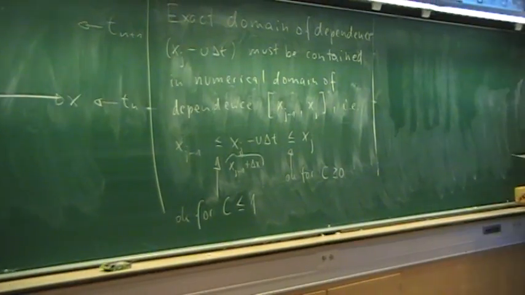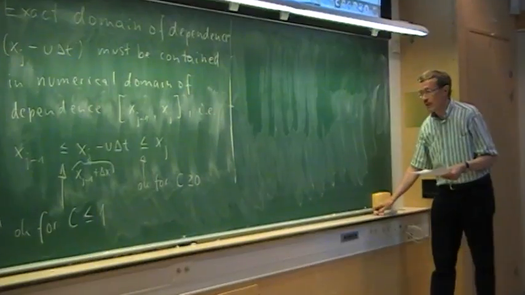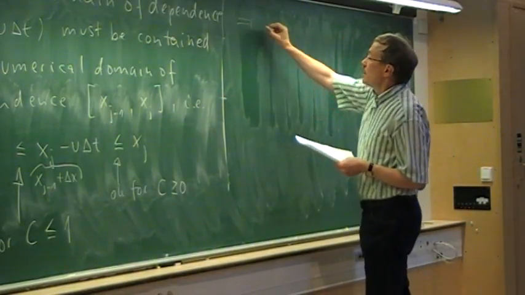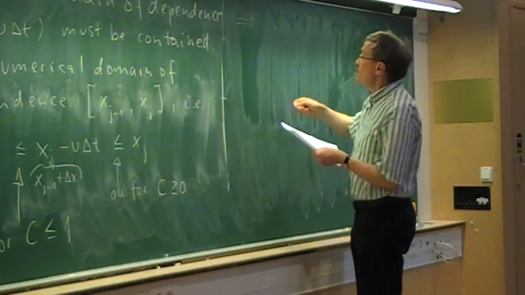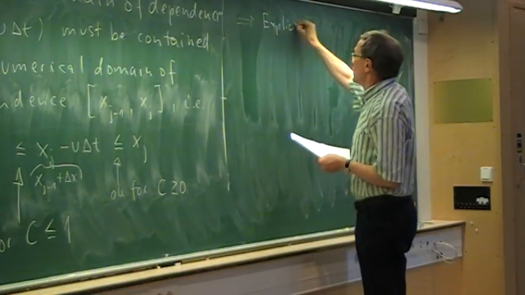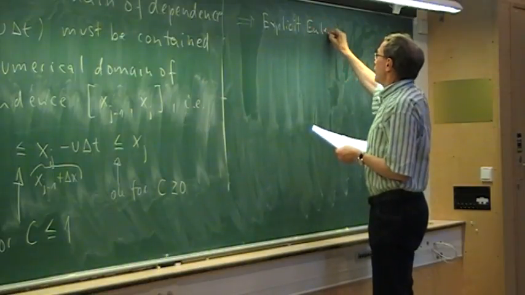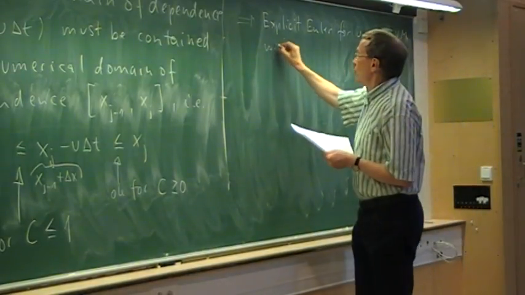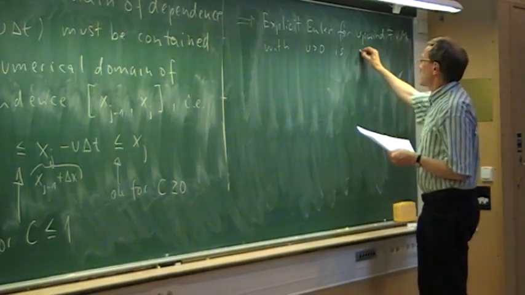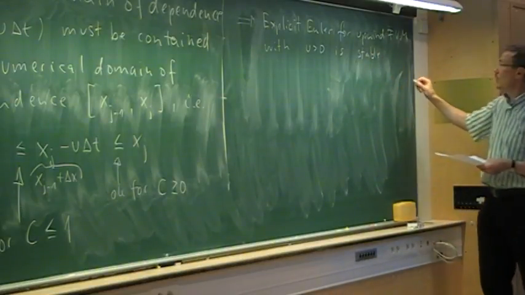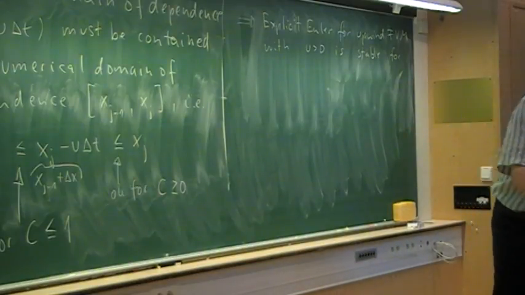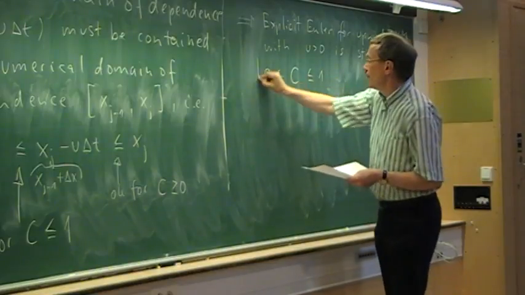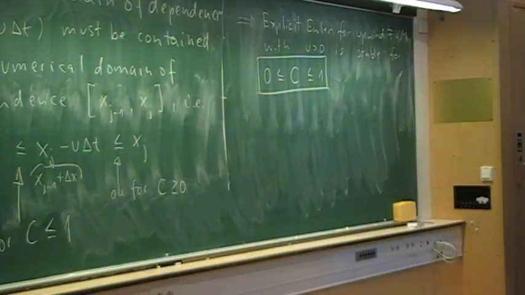So the condition that we get here for stability, this is another way of arguing for stability, is the requirement that the explicit Euler method for the Upwind finite volume method with u positive is, according to this argument, and we shall have also other arguments, stable for the condition that we get: 0 smaller or equal to the Courant number, smaller or equal than 1. So that is then the stability condition.